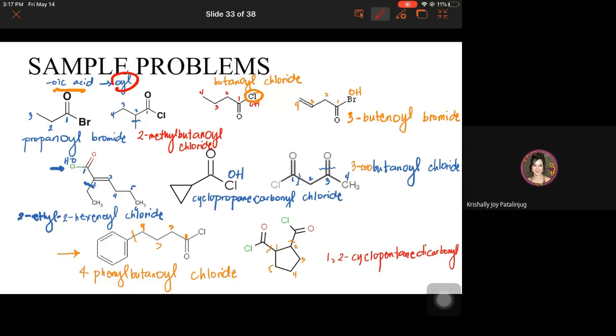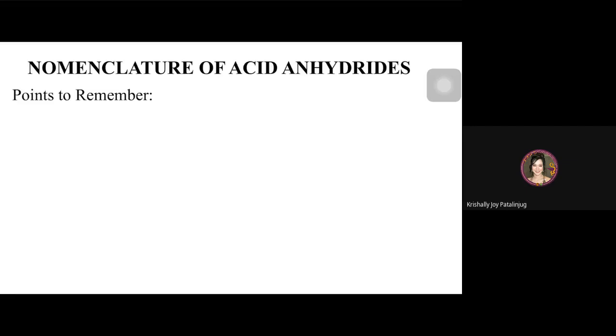Dicarbonyl dichloride. Nakuha? Duha ka carbonyl dichloride. So don't forget kani sila duha ang butangan og di, kay duha man na, duha ka chloride, duha ka carbonyl group. Alright? Sige. So done with acyl halide.